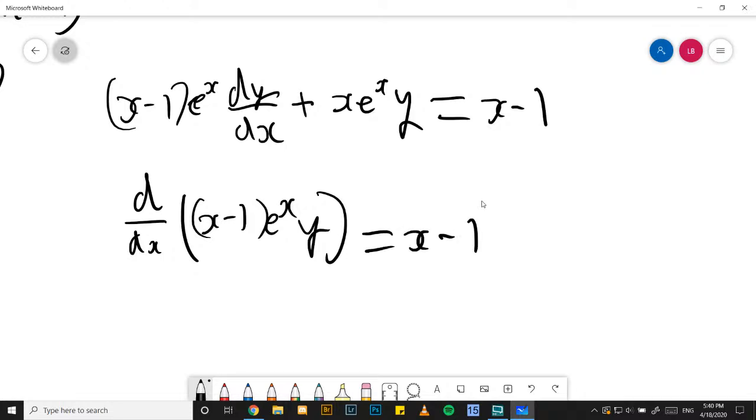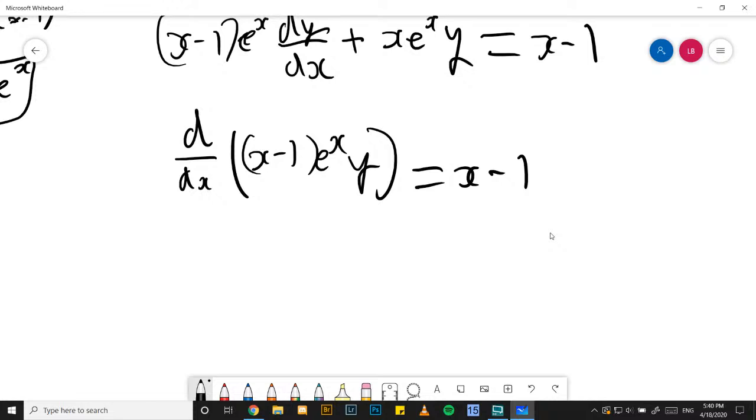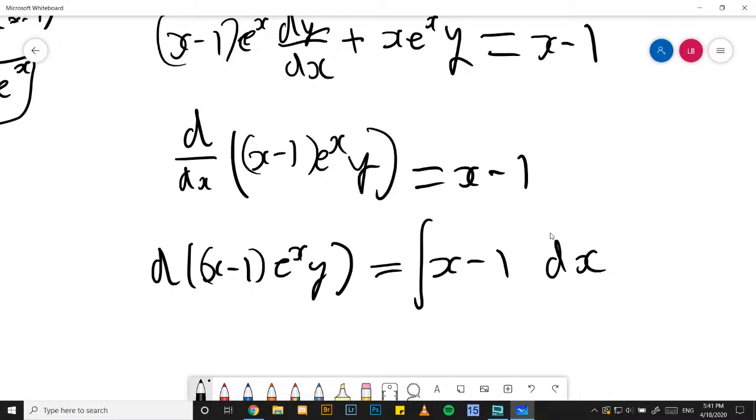Now this is a much, much easier integral to solve, especially if you just take the integral of both sides. So you can move the dx to the other side first of all. So this simplifies into d of x minus 1 e to the x y, which is equal to x minus 1 dx. So we put the integral in front of both of them. Now this could be slightly confusing. What it basically means is that you're taking the integral of nothing with respect to x minus 1 e to the x y.